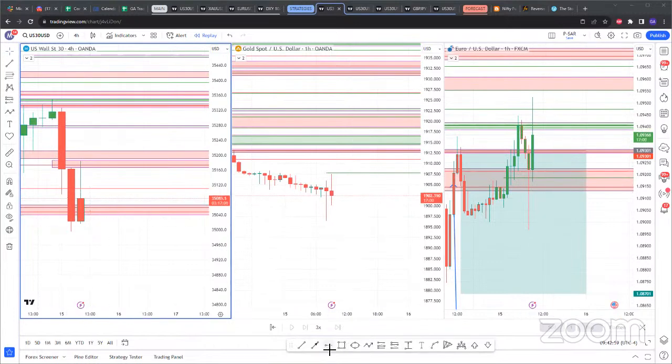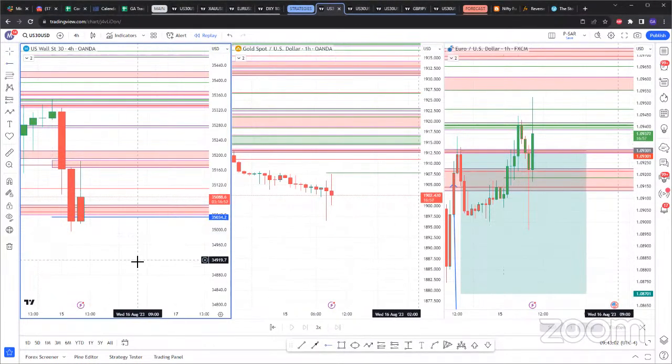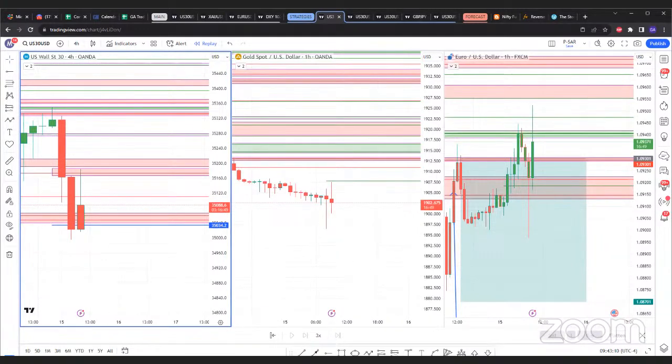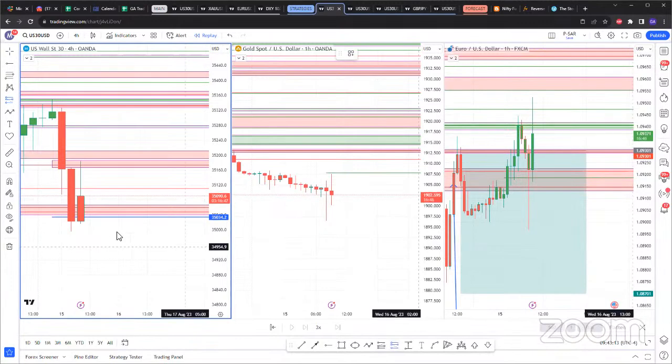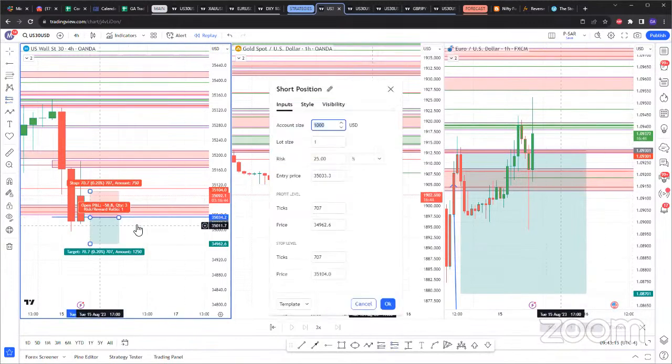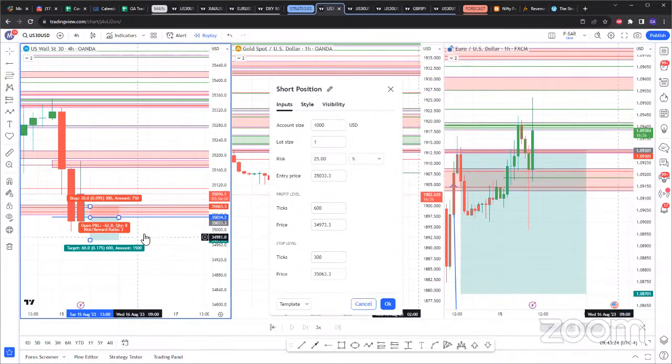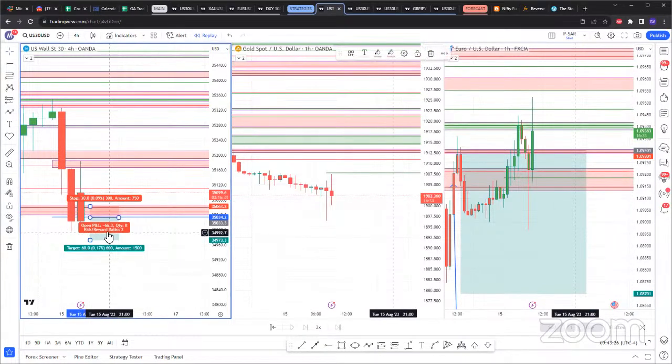The reason for that is I want to enter on impulse. I don't like waiting for a retest because sometimes I just end up missing. So I want the 4-hour candle to close in an area that's so close to the SARs I would be trading, such that it allows me to have a tight stop loss, like a 300 or 400 pip stop.